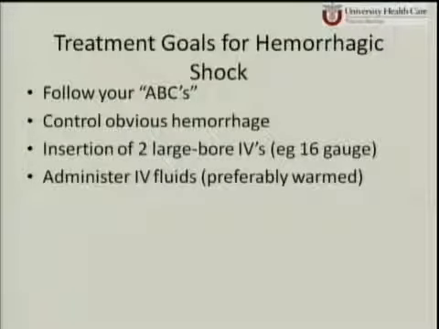So the treatment goals for hemorrhagic shock are, once again, follow your ABCs, control any obvious hemorrhage in whatever way you can. That may be direct pressure, that may be tourniquets. The next thing is to, as soon as you can, insert 2 large bore IVs, at least 16 gauge or larger. Usually they're put in the antecubital areas if you can. And you want to get that going as soon as possible so that you can move on to the next part, and that's administering the IV fluids.